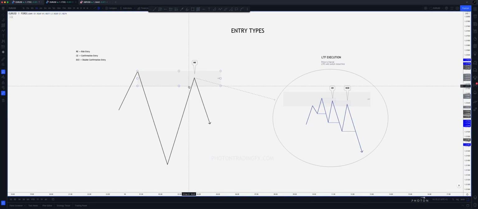So the first one being risk entry. This is very, very simple. Essentially you have your higher time frame POI, in this case the supply zone, denoted by this grey box. Now, like I was saying, higher time frame is any time frame. It's going to be specific to each individual trader. A higher time frame for one person could be the daily, for another person it could be the M15.